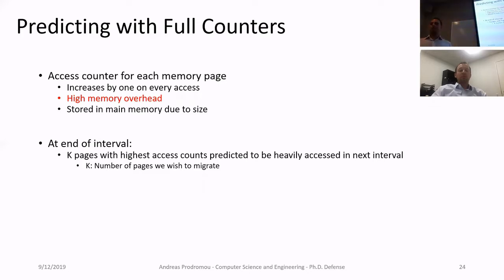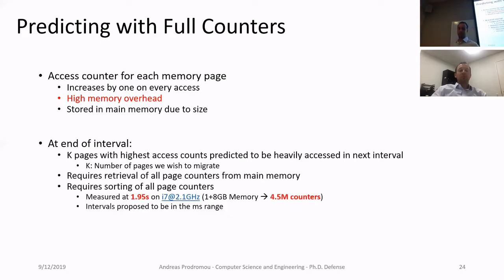Now, this approach has a lot of challenges. The first one is we need to retrieve all the counters. And then we need to sort them, which we measured to take almost 2 seconds on a modern CPU, and intervals are proposed to be in the millisecond range, really. So high overhead, it scales poorly because the larger the memory is, the more counters you need, and the more it worsens these parts.